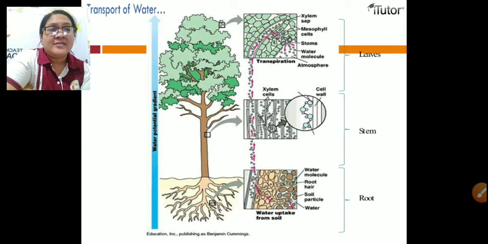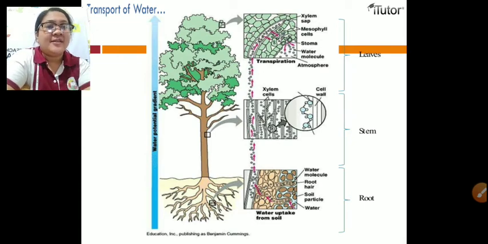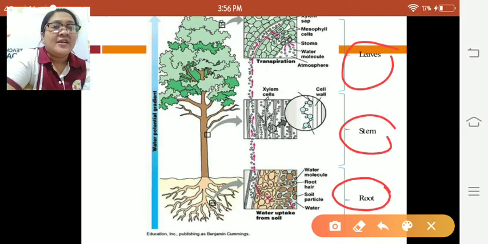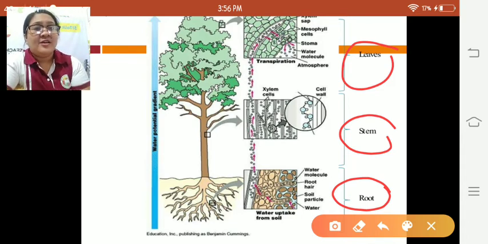Xylem cells here. From the root going to the stem, and then it goes to the leaf. Each part of the plant has different cells and functions that help transport water from the soil to the leaves.